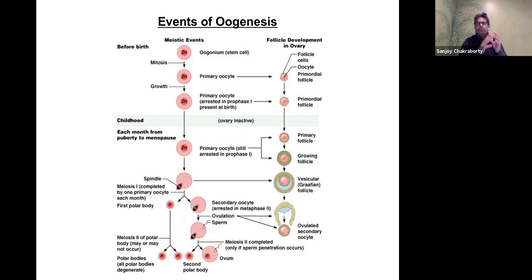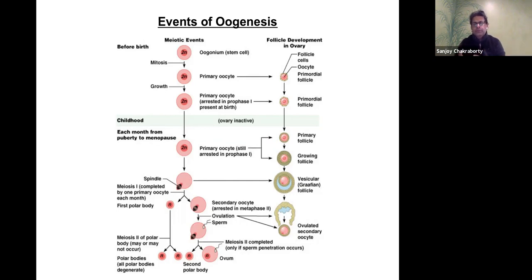So, big difference between the sperm, male and the female: in the male, we have 4 functional sperm at the end of meiosis, 4 functional sperm. In case of egg, we have 1 functional egg at the end of meiosis, because the other polar bodies are going to degenerate anyway.